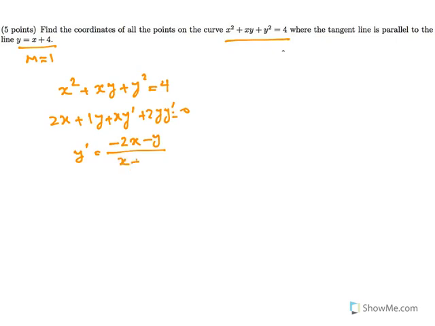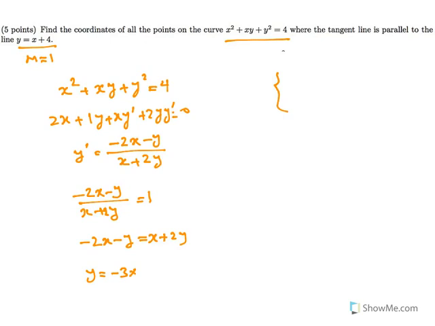the derivative. Derivative equals 1. Do cross multiplication, you have this equation. This means y equals negative 3x. So at that point, we have x squared plus xy plus y squared equals 4, and y equals negative 3x. Therefore, we have to solve this system of equations. We use the substitution method.